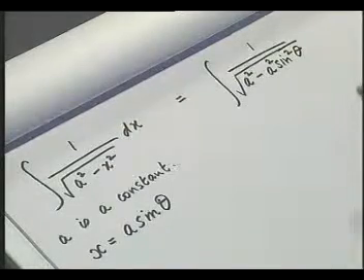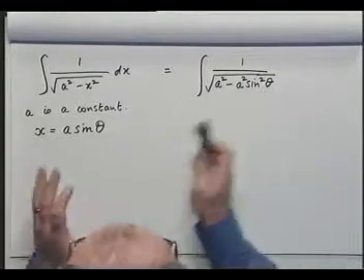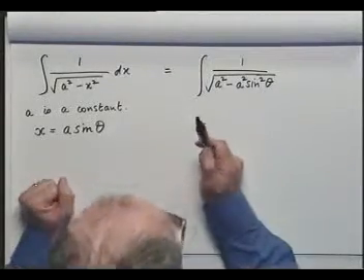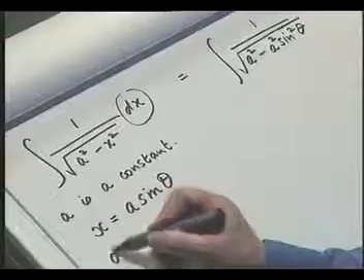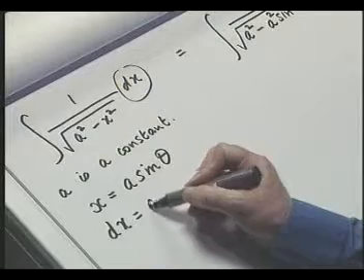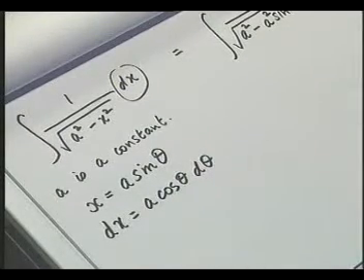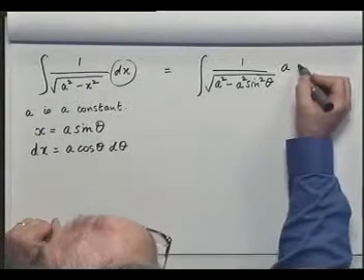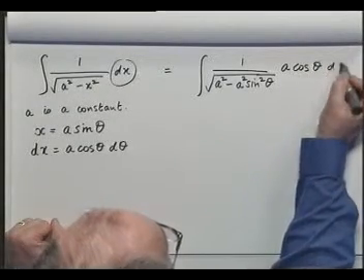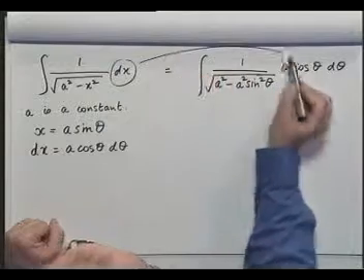Now, the reason I've done that is because in a minute I'm going to take out a factor of a squared, which will leave me 1 minus sine squared. And I do have an identity involving 1 minus sine squared, as we'll see. But just before we do that, let's substitute for the differential as well. If x is a sine theta, then dx will be a cosine theta d theta. So we'll have a cosine theta d theta for the differential dx.